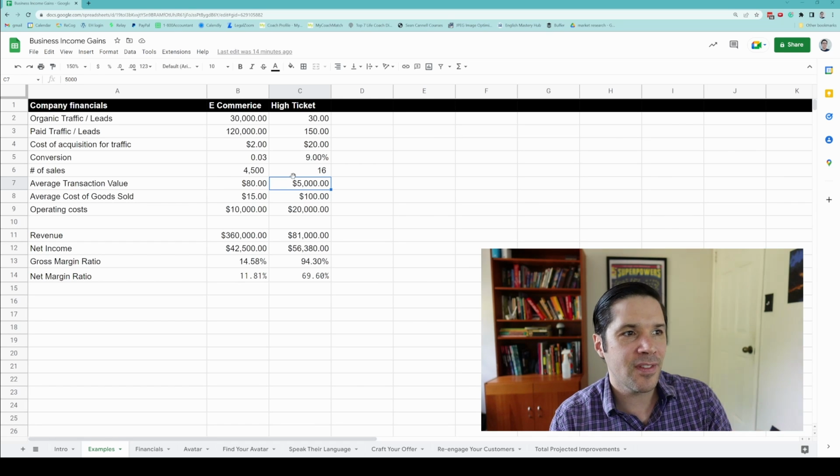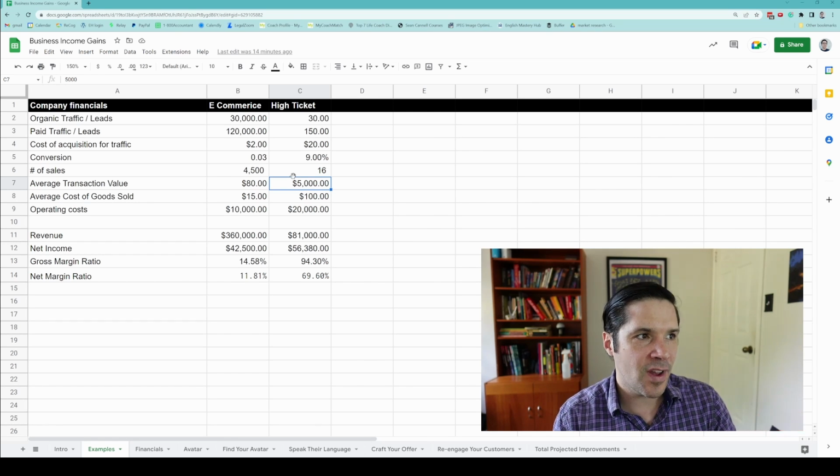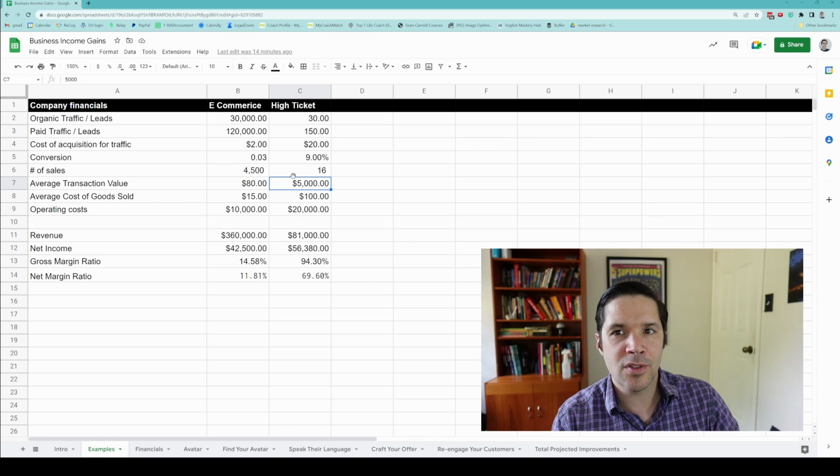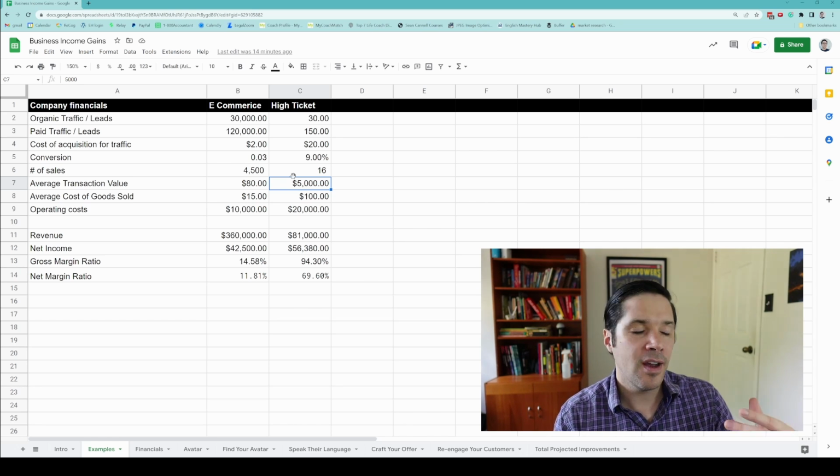You want to kind of calculate that out. Yes, you can estimate. That is fine. The more accurate your numbers, the more accurate your forecasting will be. But again, here there are limitations, and so I wouldn't overdo it.